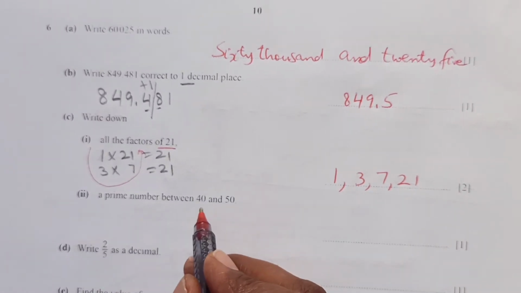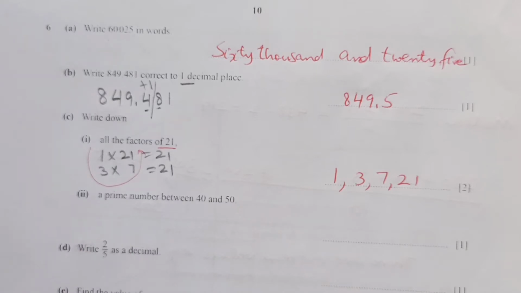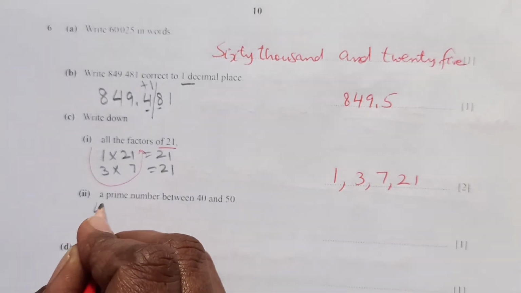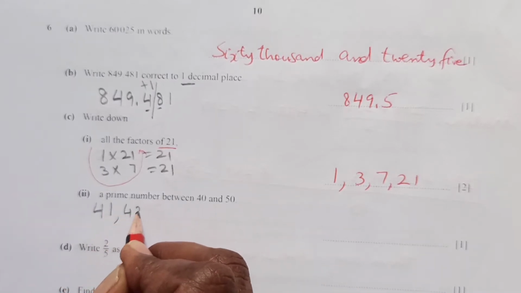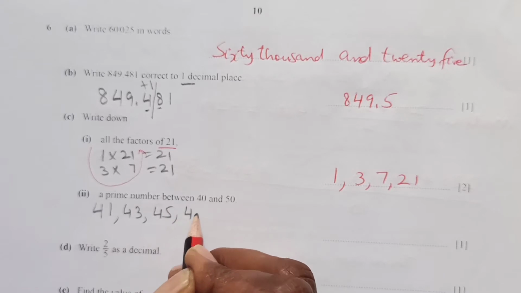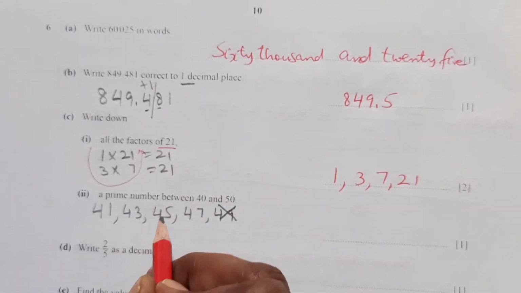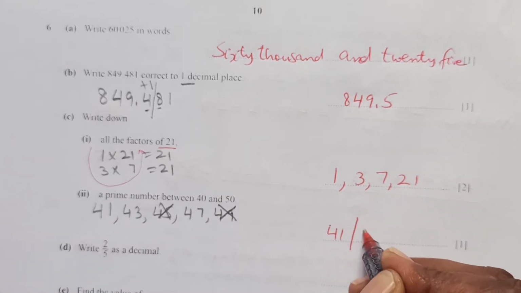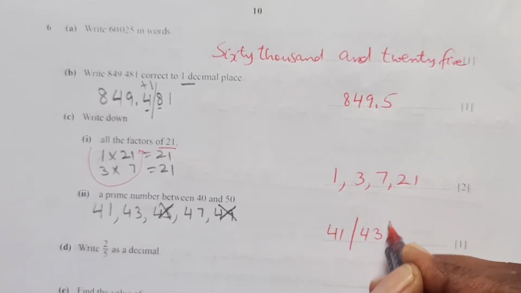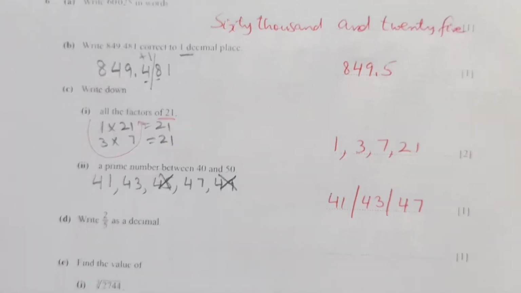Now a prime number between 40 and 50. So between 40 and 50 we have numbers, even number cannot be prime number. So 41, 43, 45, 47 and 49. So now see, this is divisible by 7, this is divisible by 5, so these cannot be the prime numbers. So these three are the prime numbers. So you can write down any of these, 41, 43 or 47, because he asked only one prime number.